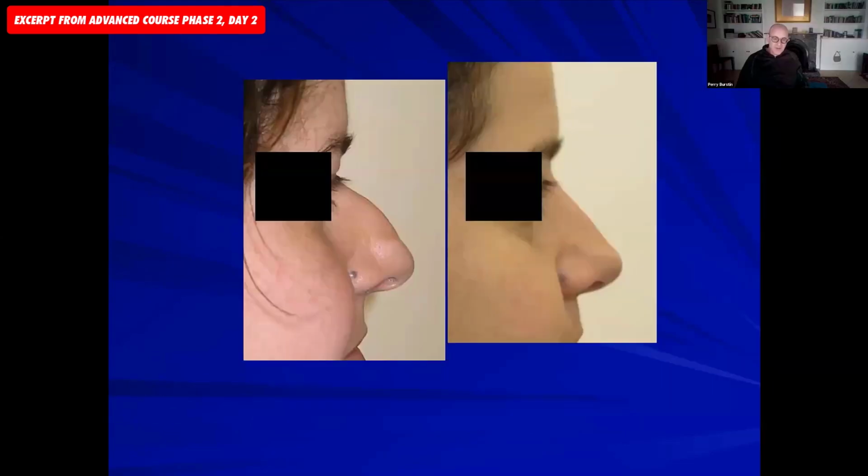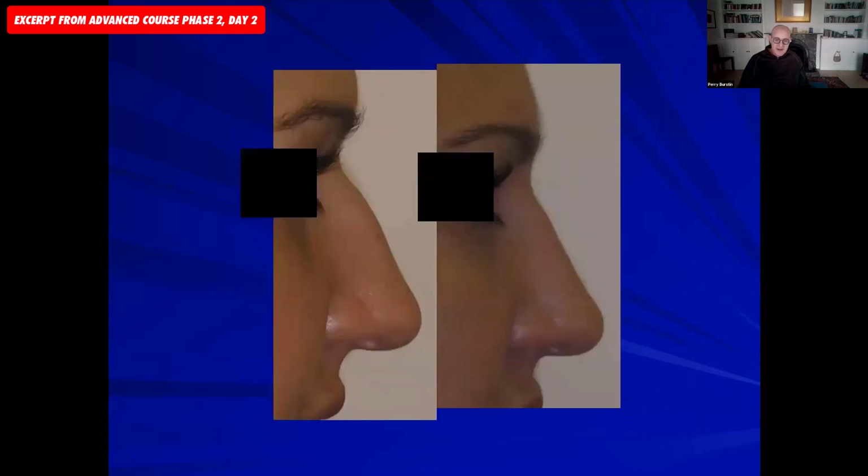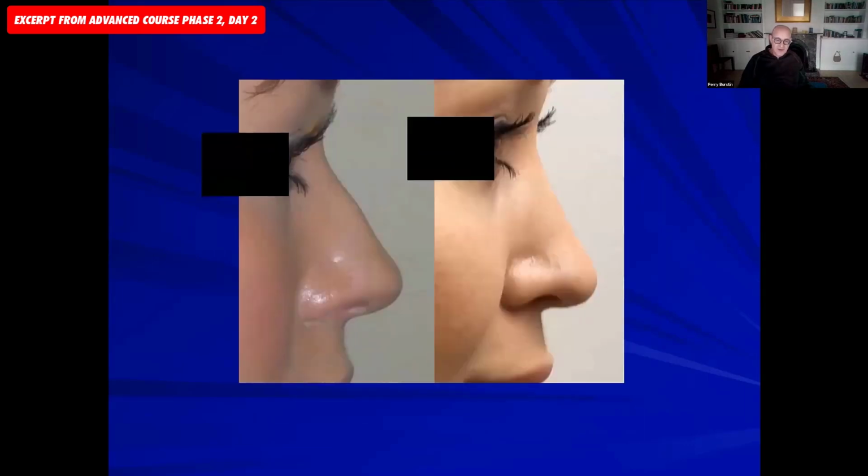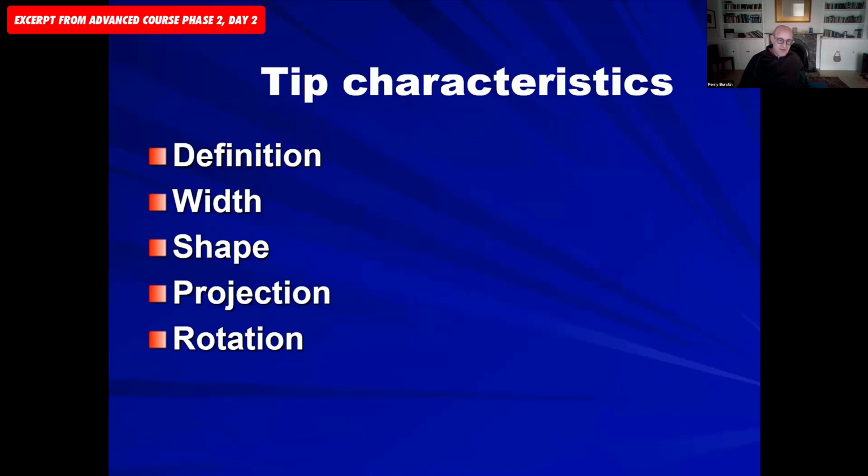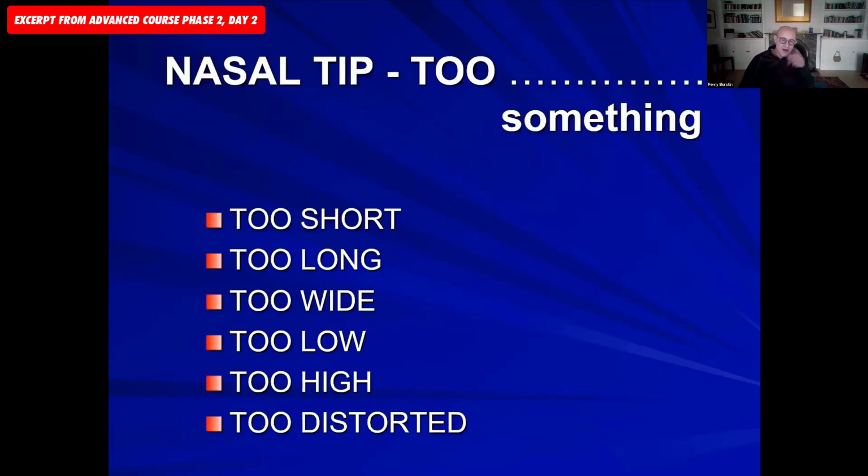Thank you. Okay, so we've got radix augmentation and dorsal reduction. Here we've got some profile adjustment. Again. We're going to talk about the tip, which is, we're talking about the width, the shape, projection, rotation. So I talk about nasal tips that are too something.